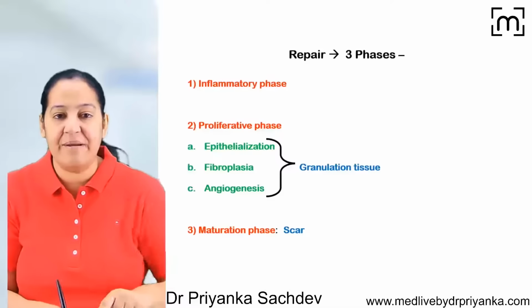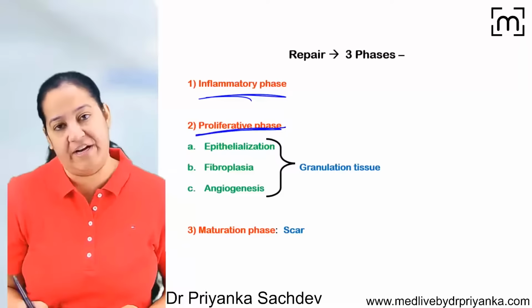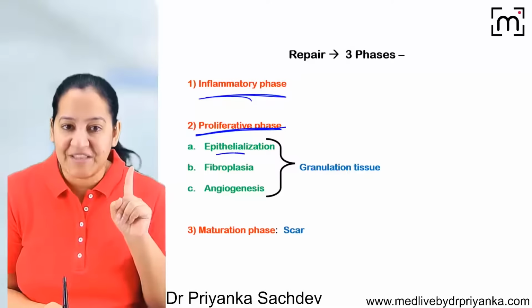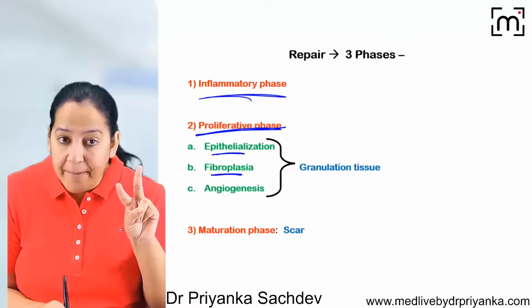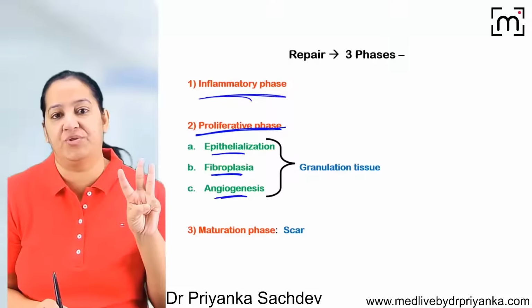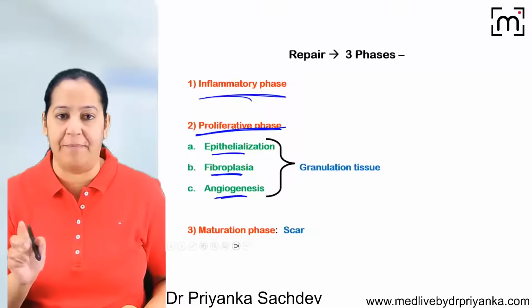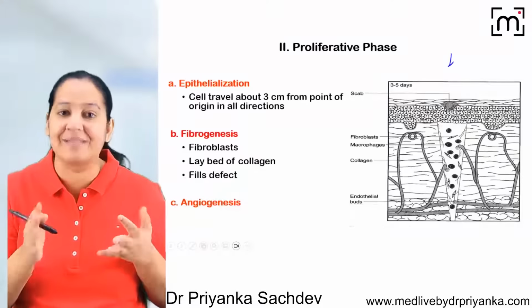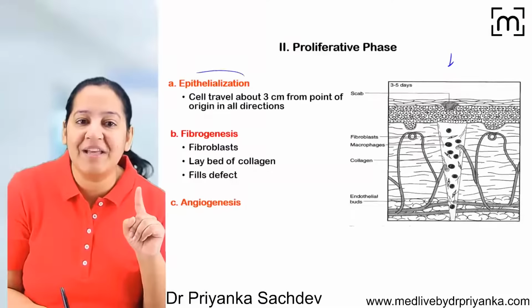Okay. After the inflammatory phase, let's come to the second phase, the proliferative phase. In the proliferative phase, 3 things happen one by one. First thing is epithelialization, second thing is fibroplasia, and third is angiogenesis. Let me explain one by one. So all 3 I will show you in this diagram. You will say, what do you mean by the 3 terms? Let me explain. So first thing is epithelialization.